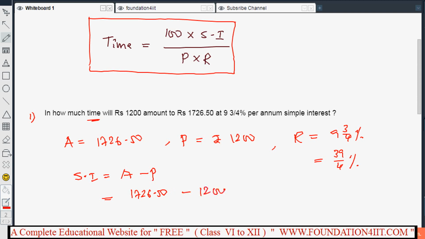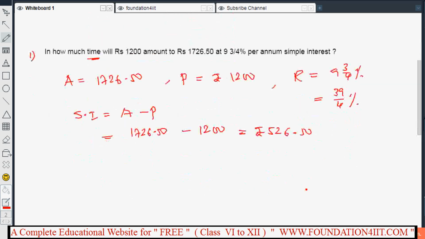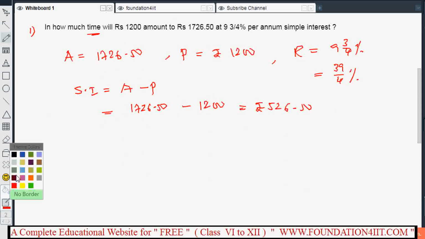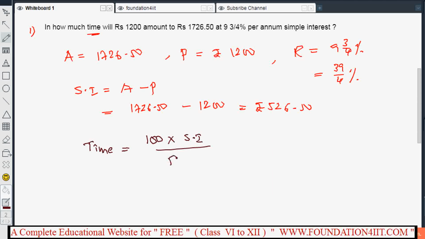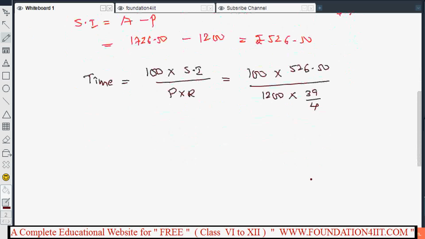1726.50 minus 1200, that is rupees 526.50. So after finding the simple interest only, we can apply the formula for time. Then time is equal to 100 into simple interest by PR, so P into rate of interest. By substituting all these, 100 into simple interest 526.50 by principal 1200 and R, that is 39/4. So we need to simplify or solve this.